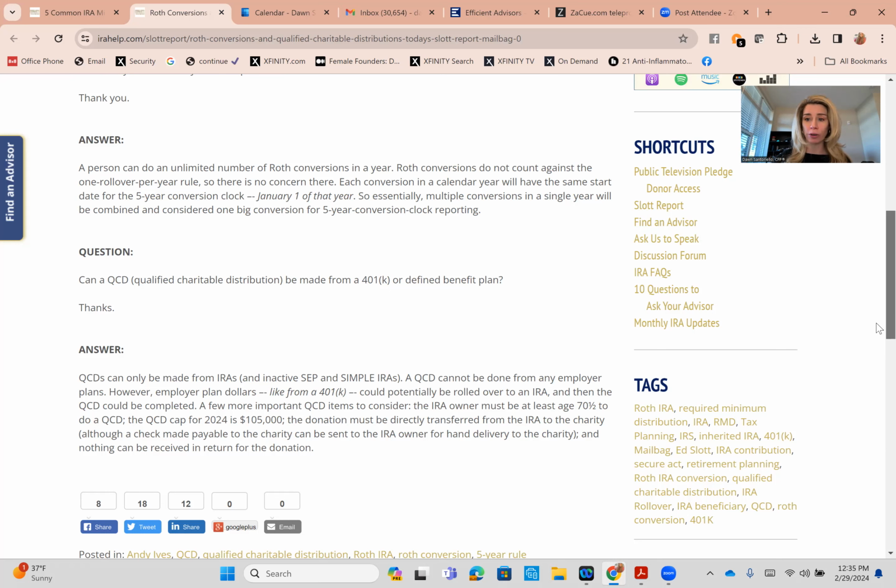And a few more things about QCDs. One, the IRA owner must be at least 70.5 to do a QCD. The QCD cap for 2024 is $105,000, and that donation must be directly transferred from the IRA to the charity. And nothing can be received in return for this donation.